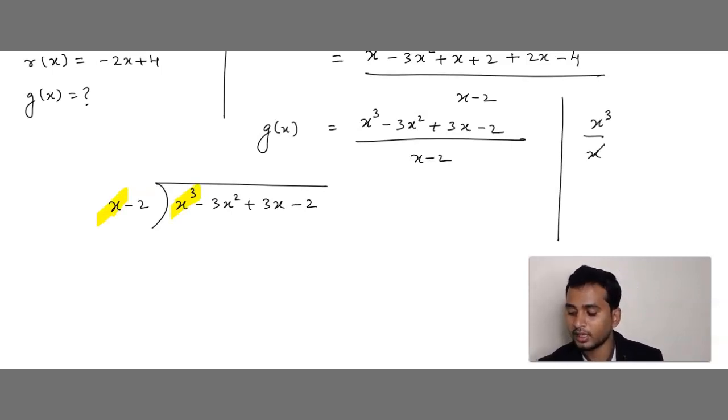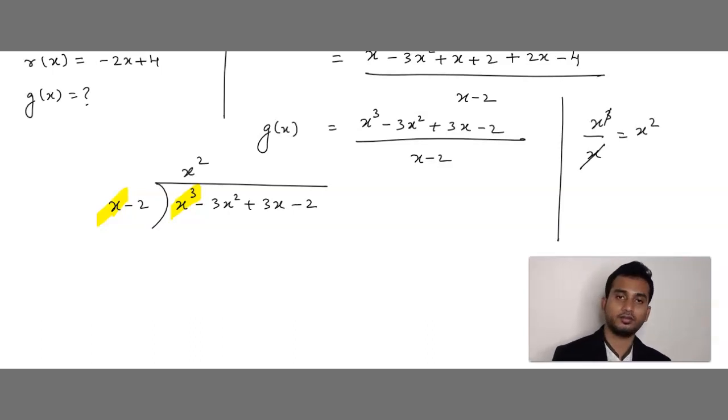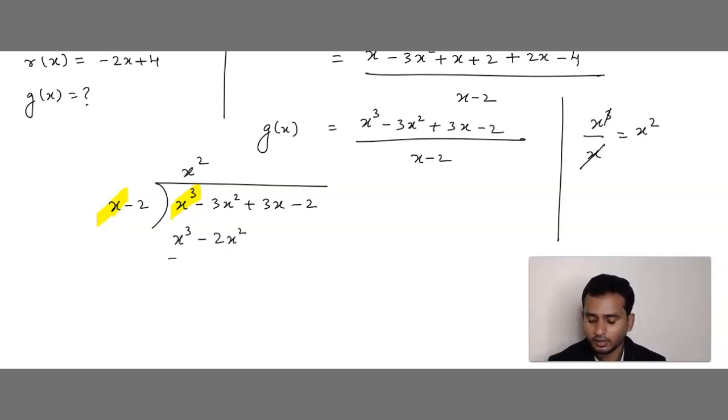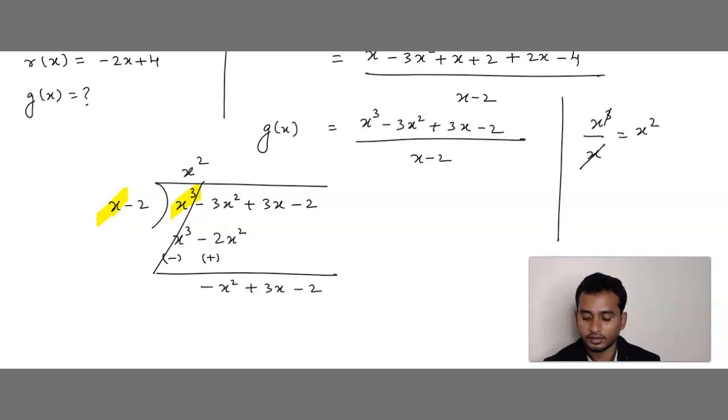x cube by x. One x gets cancelled, so left out is 2 times of x, that is x square. Now x into x square, that is x cube. Minus into plus, minus 2 into x square, 2x square. Then this is minus and this is plus. x cube minus x cube gets cancelled. 2 minus 3, can we subtract 3? No, so minus 1x square. Then this plus 3x as it is, minus 2 as it is.